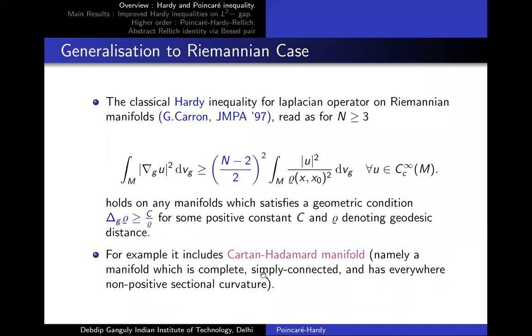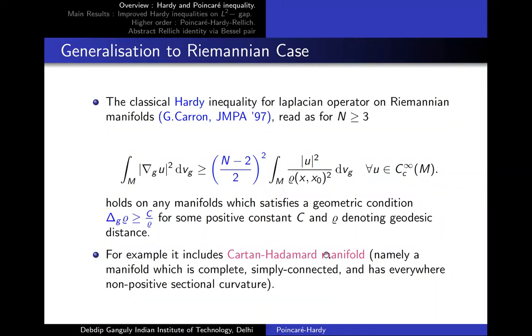You can prove that for such a manifold, the Laplacian of the distance function is actually greater than or equal to some constant times one by the distance. So Hadamard manifolds, in particular all Hadamard manifolds, admit a Hardy inequality. Of course, I can give you another remark: if you are working on a sphere, such an inequality is not true. You just take any constant function. This is not, because a constant function on a sphere is of course a C infinity function, and this inequality fails.